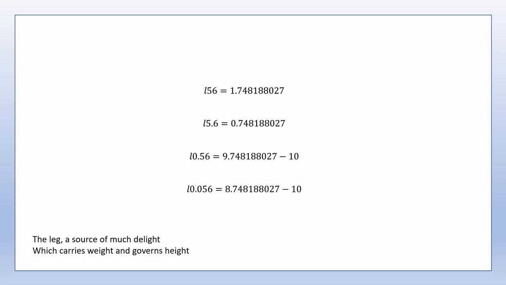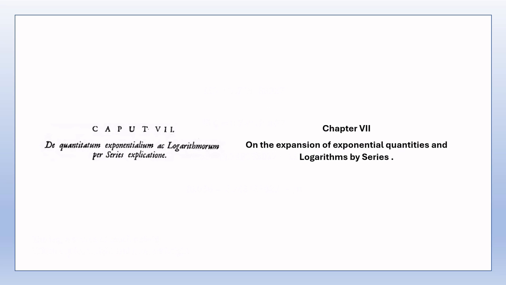Chapter 7, on the expansion by series of exponential quantities and logarithms. In this section we see Euler use the letter I to stand for an infinitely great number, for example in section 115. Note that I here does not denote the square root of minus 1. Indeed, Euler uses the literal symbol, the square root of minus 1, to denote the square root of minus 1, as we saw in, for example, section 31, which I covered in the first video.